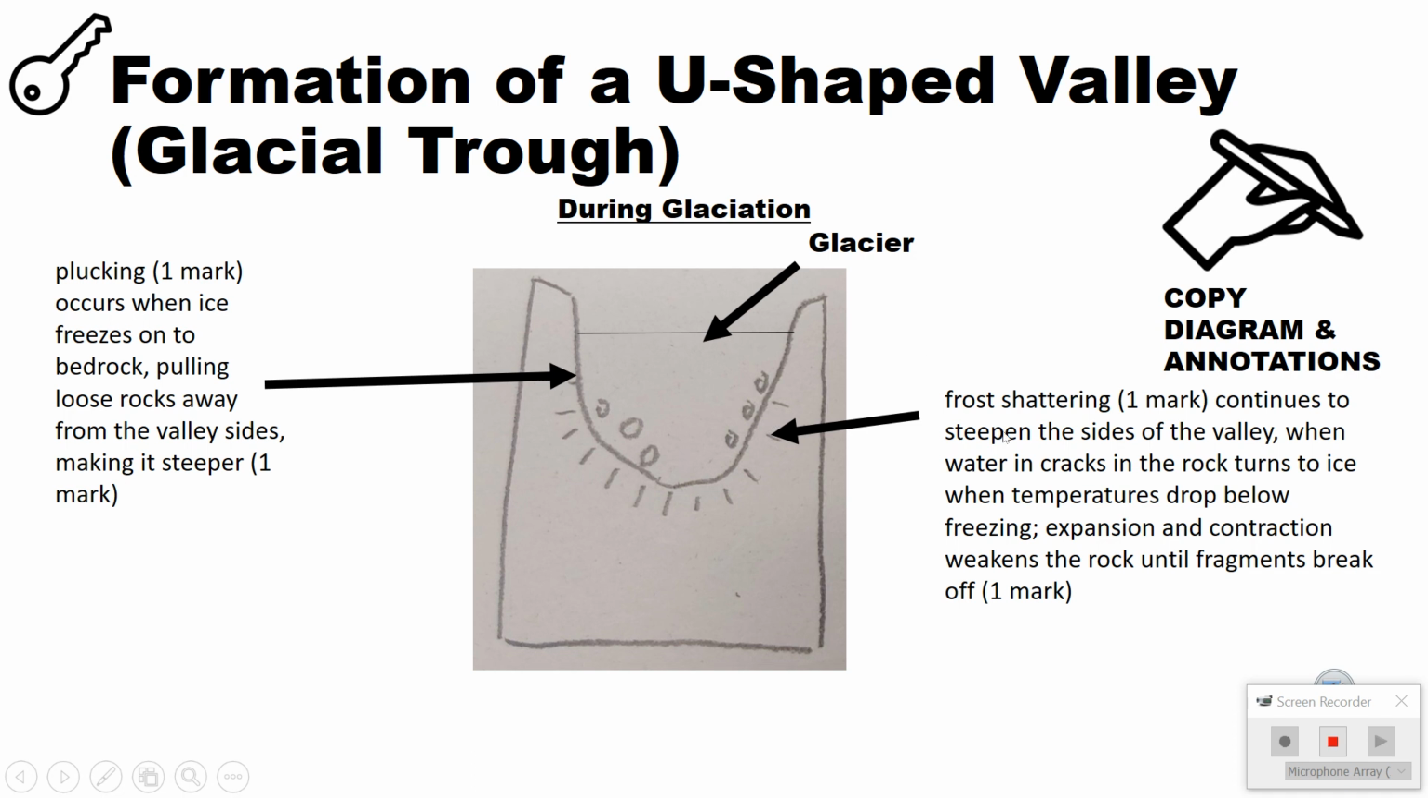Or this frost shattering can happen above the glacier, on the land above it, and contribute material to the glacier, which can help with the process of abrasion. So lots of marks for processes, and easily 6 if you're talking about plucking and abrasion and frost shattering, and all of your answers for erosional features.